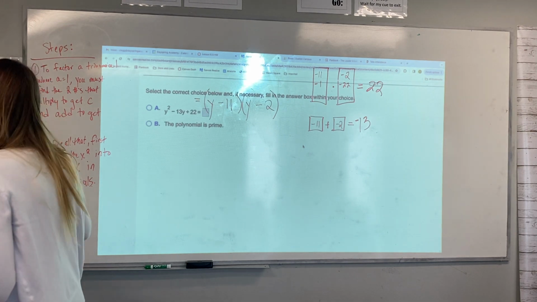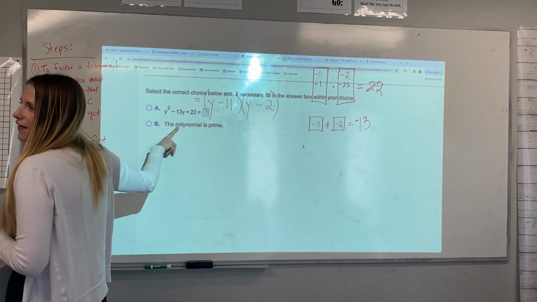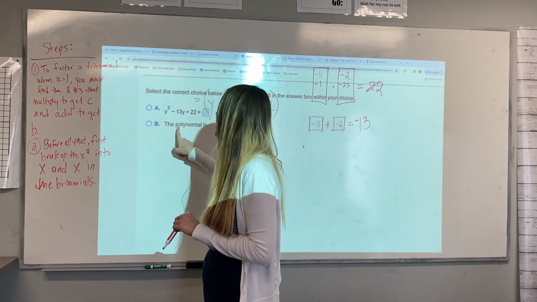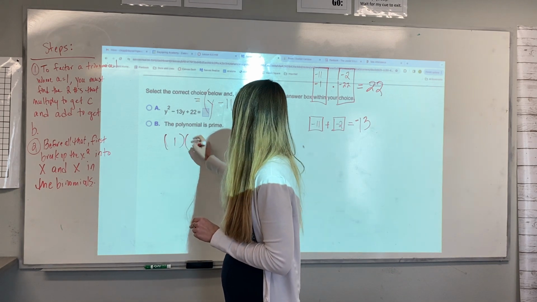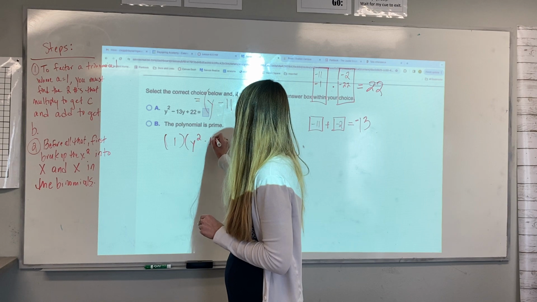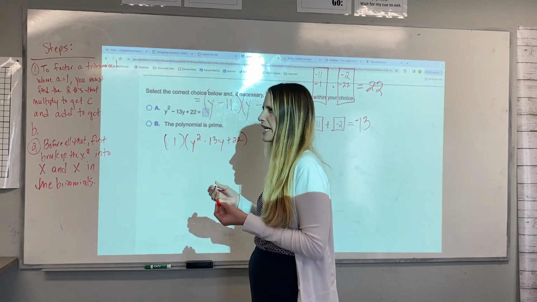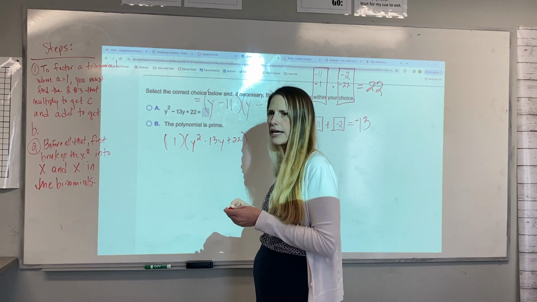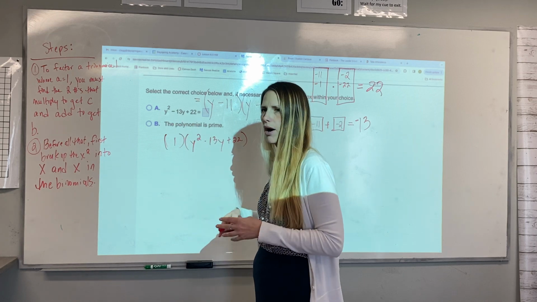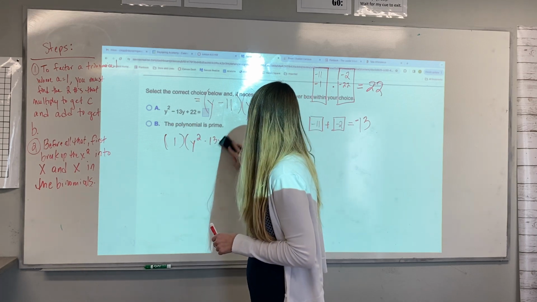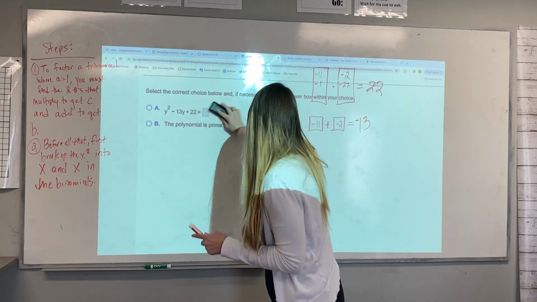So notice how there's an answer choice here that says the polynomial is prime. That would mean the only factors would be 1 and itself. So if you're looking at a trinomial and you cannot get two numbers that multiply to this number and add to this number, it's not possible, then your polynomial would be prime. I've actually never seen that in a question, but good to know.